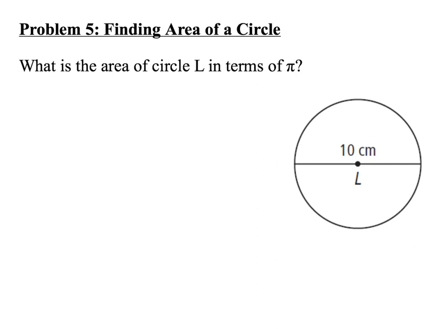Finding the area of a circle. Before I look at my picture, I know the area of a circle is radius squared times pi. So it says, what's the area of L in terms of pi? So my answer will have pi with it.